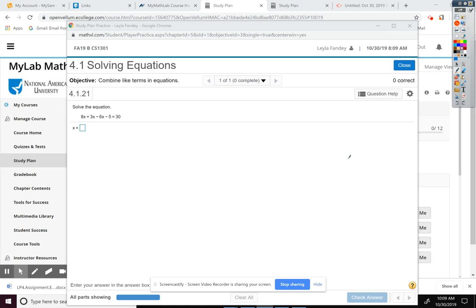So in this case, for example, we have 8x plus 3x minus 6x minus 5 equals 30. All of these have an x, and all of those have an exponent of 1 because we don't see anything over here, so we know that's a 1. So we know that they're the same because the same letter and the same exponent.